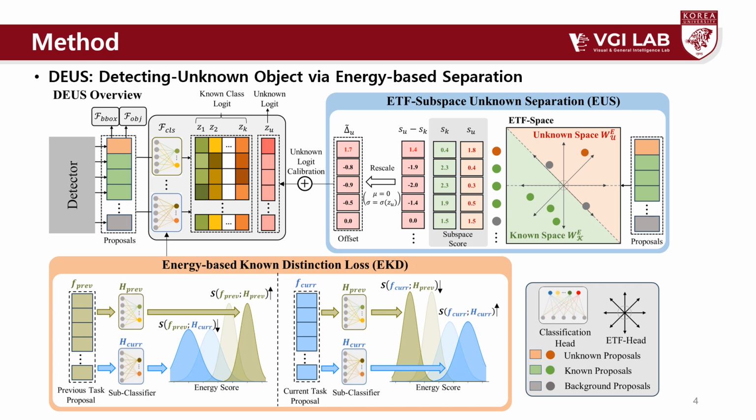For the second part, EKD at the bottom, we use the same idea on the task heads. We split the classifier into a previous task head and a current task head. Each proposal is trained to have a high score only on its own head.